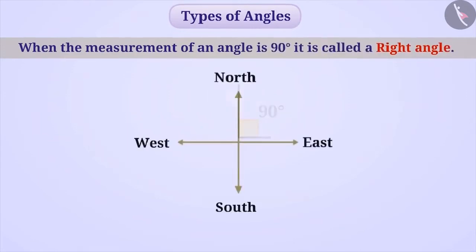If you're aware of the directions, then it must be easy for you to understand that the angle made between east and north direction is 90 degrees, which means it's a right angle. Similarly, angle between north and west, west and south, south and east, etc. all make 90 degrees or right angle with each other.